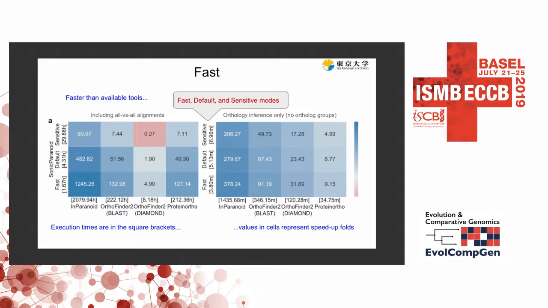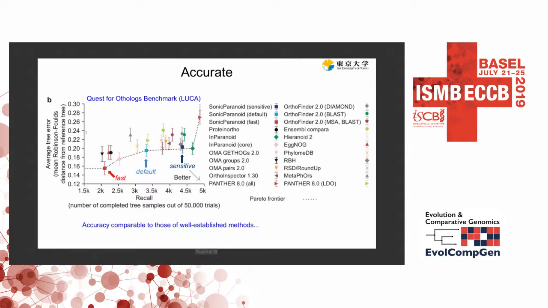For example, in this case, on the left side, we are also considering the time required for the all-vs-all or sole alignments, and in this case, we are a bit slower. While in the other case, in which we only consider the processing of these alignments, we are faster, I think, in all of the cases. When we check the accuracy, same on the benchmark as I was saying before, we are also accurate.